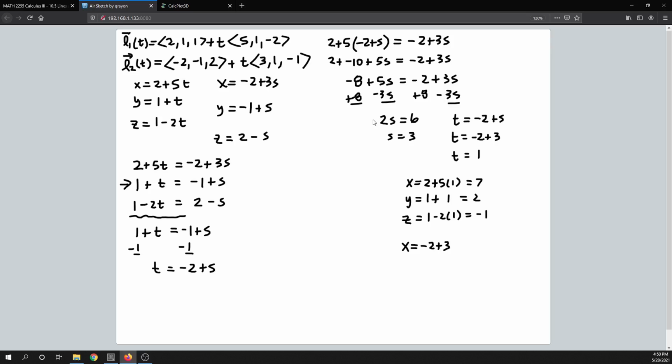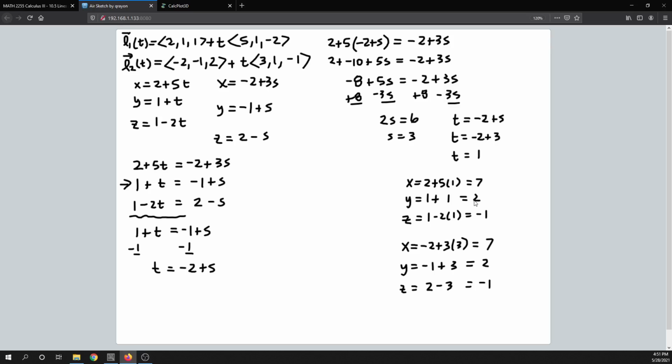So when I do that, I get -2 plus 3 times 3. I get y equals -1 plus 3. And I get z equals 2 minus 3 when I do that. And so just checking, here I have 9 minus 2, and that's going to be 7, so that one's working. I have 3 minus 1, so that's 2, and I have 2 minus 3, which is -1. So you can see those worked for each of those two lines right here.